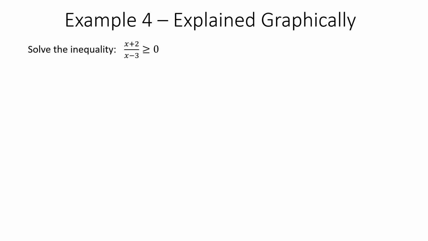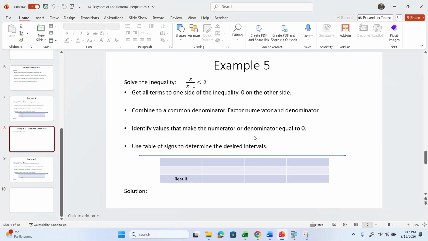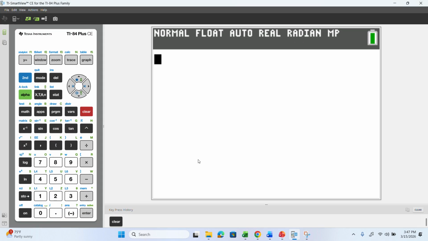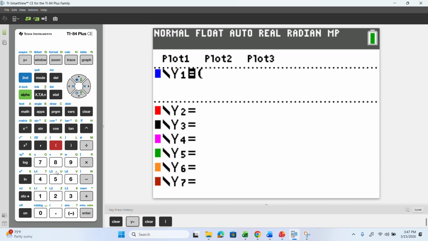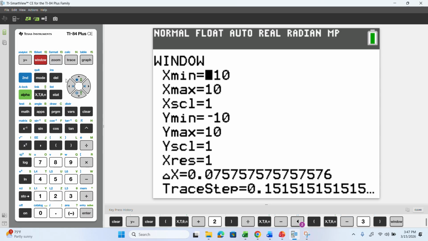All right. Now, what if we wanted to look at this graphically? Okay, I'm going to bring up the TI calculator for you real quick. So, discard this. Bring up the calculator. We're looking at x plus 2 over x minus 3. So, y equals x plus 2 over x minus 3. Oops, need to put parentheses on that as well. Okay, I'm going to look at this on a standard zoom.